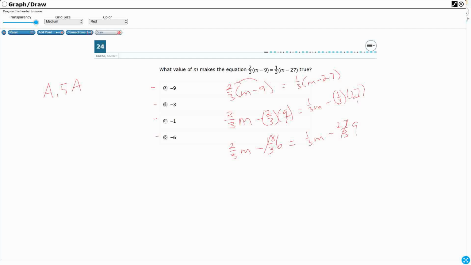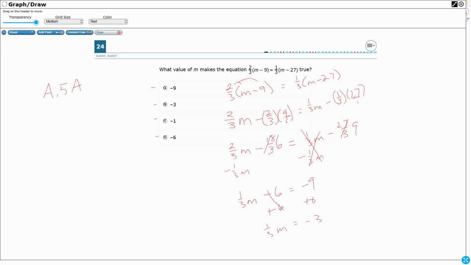Now, I want to get the m's together. Now I want to isolate the m. So I need to subtract 1/3 m from both sides. That's going to get rid of that. So that's going to give me 1/3 m minus 6 equals, I've got a negative 9. Let's add 6 to get that over there. 1/3 m equals negative 9 plus 6 is going to give me negative 3.